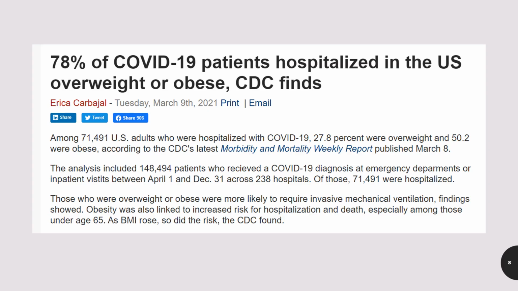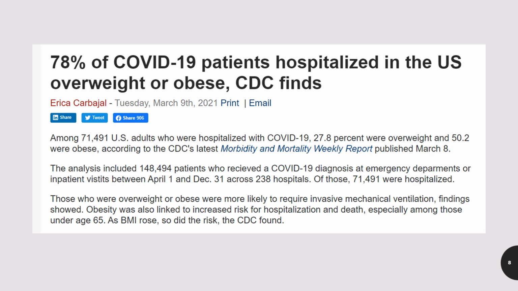I wanted to bring to your attention another study that was produced by Morbidity and Mortality Weekly Report, and it was published in March of 2021. Basically, they looked at over 238 different hospitals across the country, and they looked at 148,000 patients who entered into the emergency room because they felt they had COVID. Of that group, 71,000 of them were hospitalized.